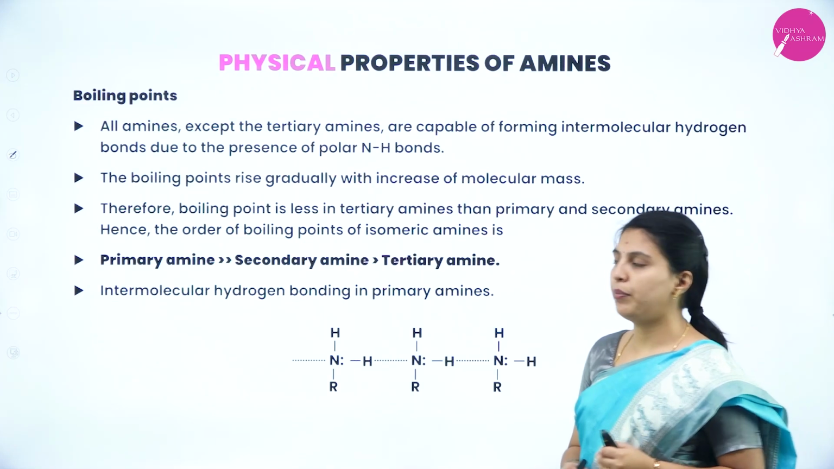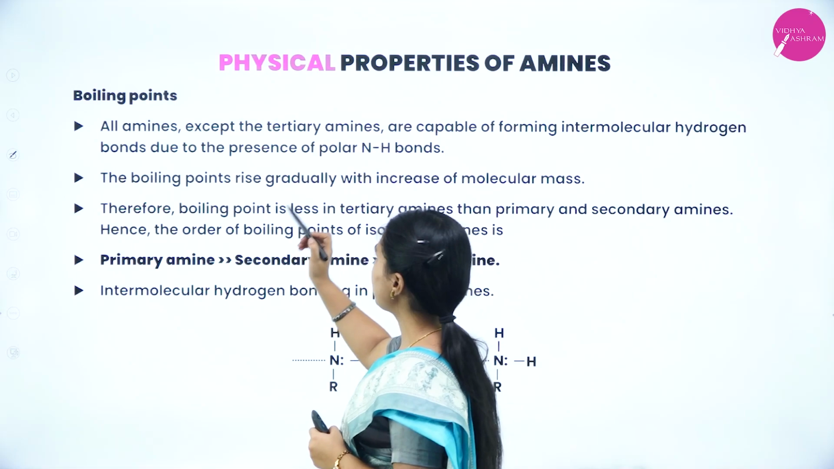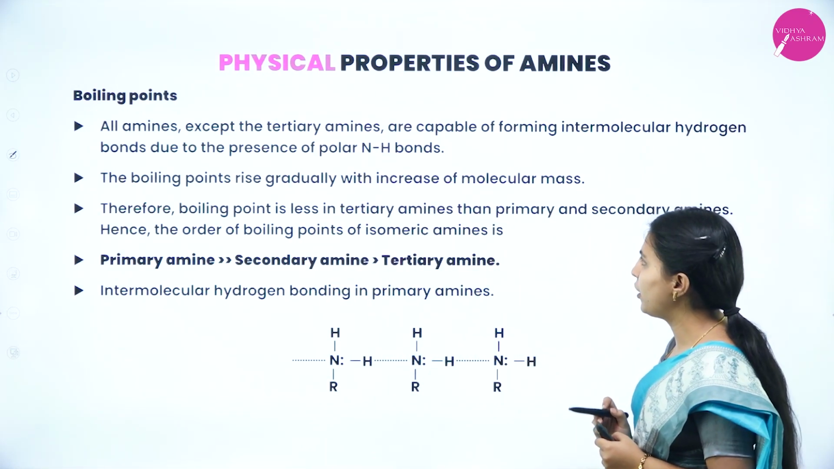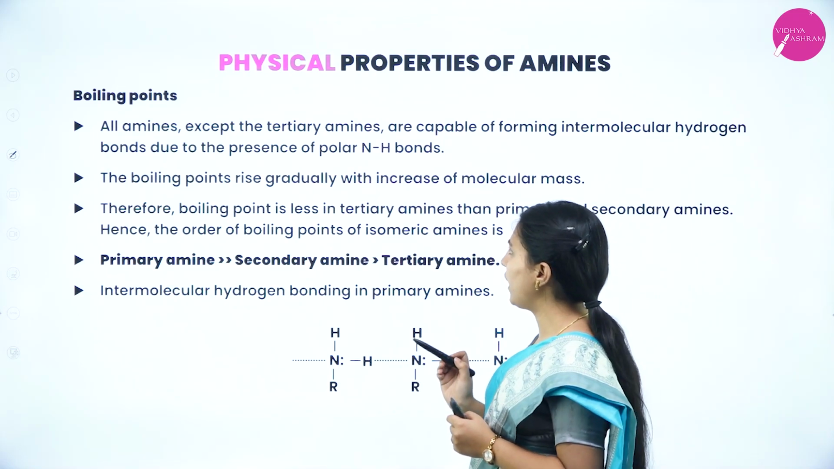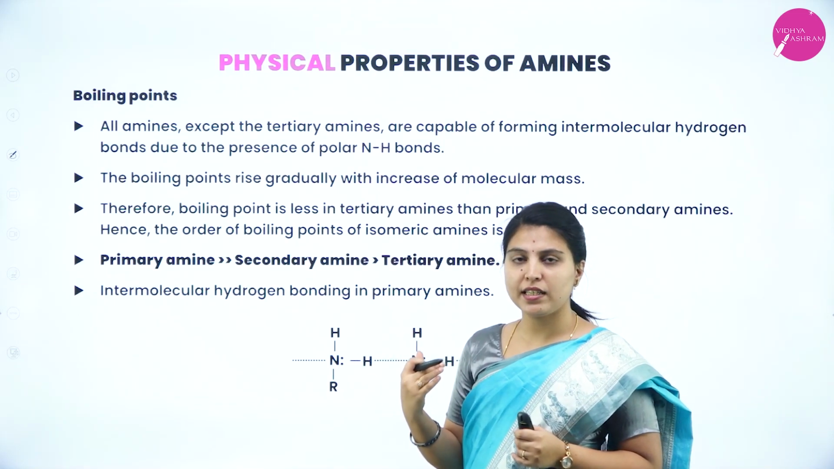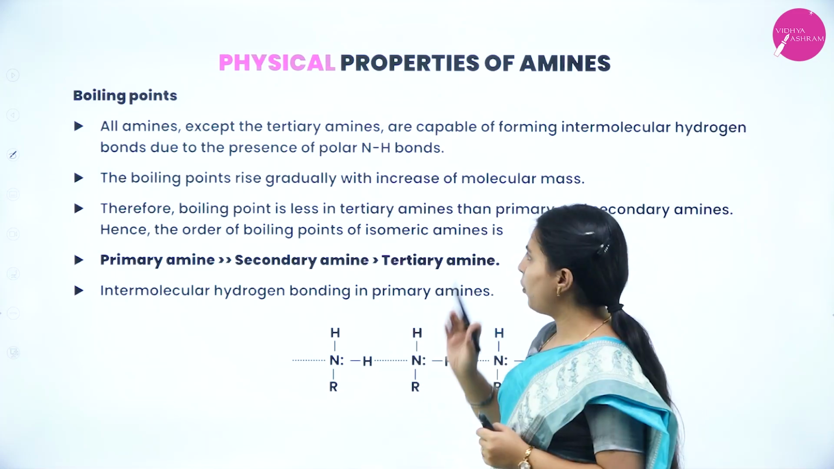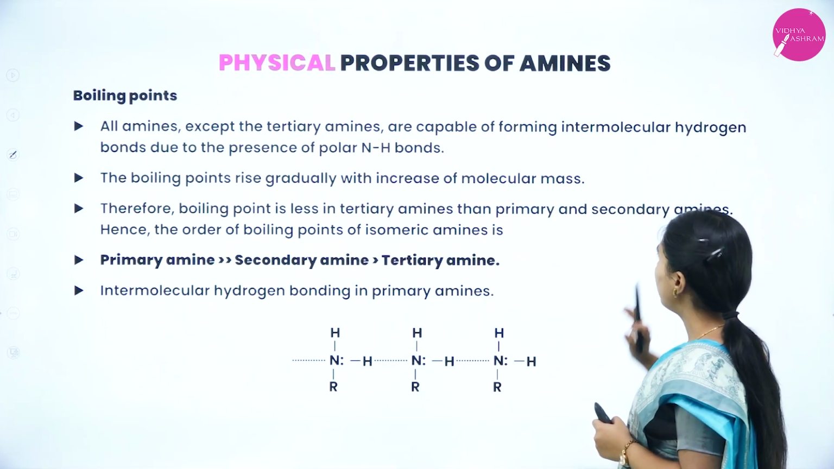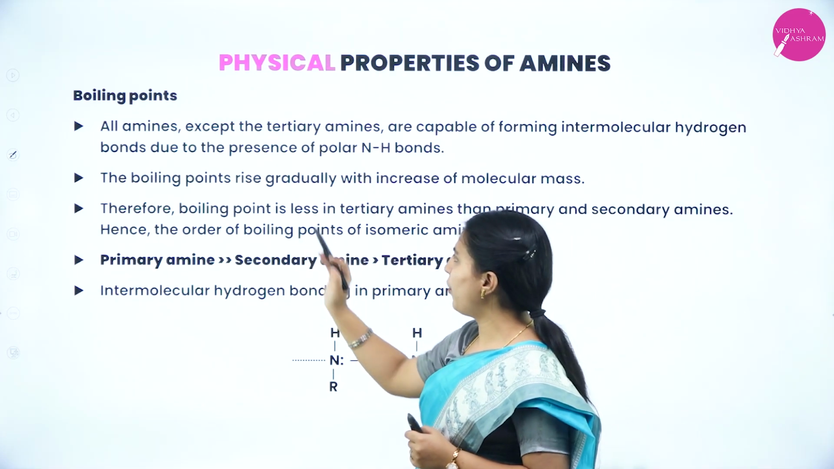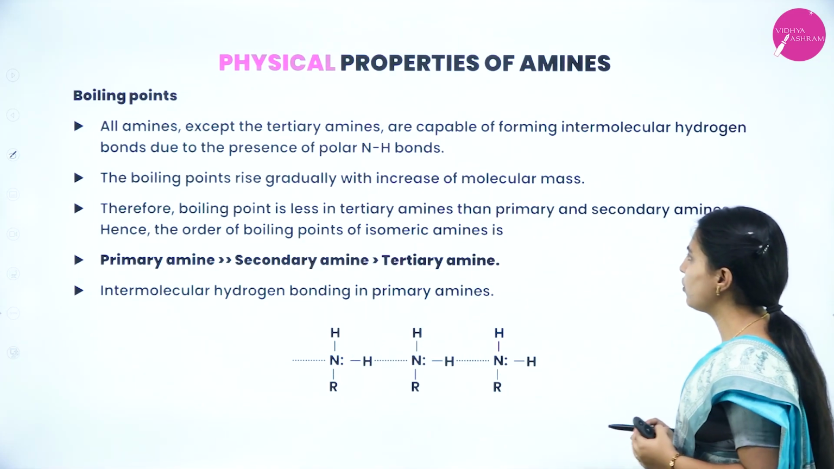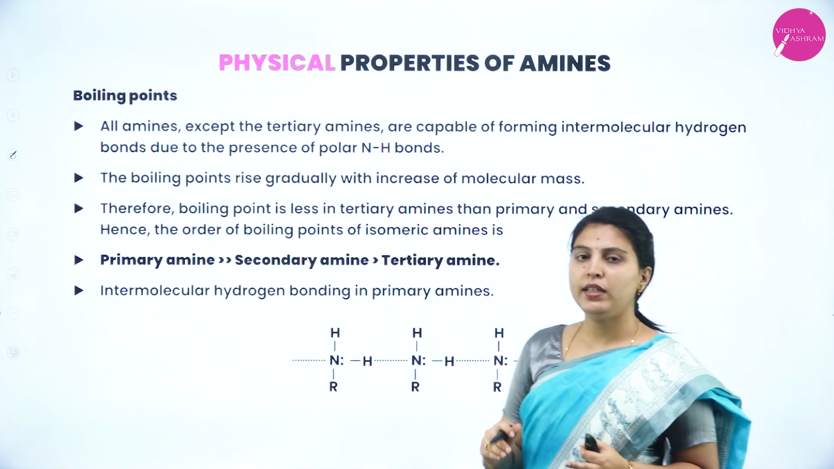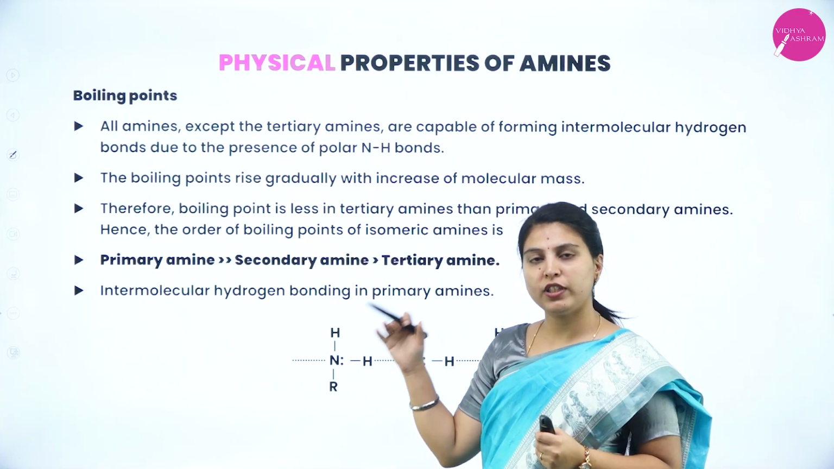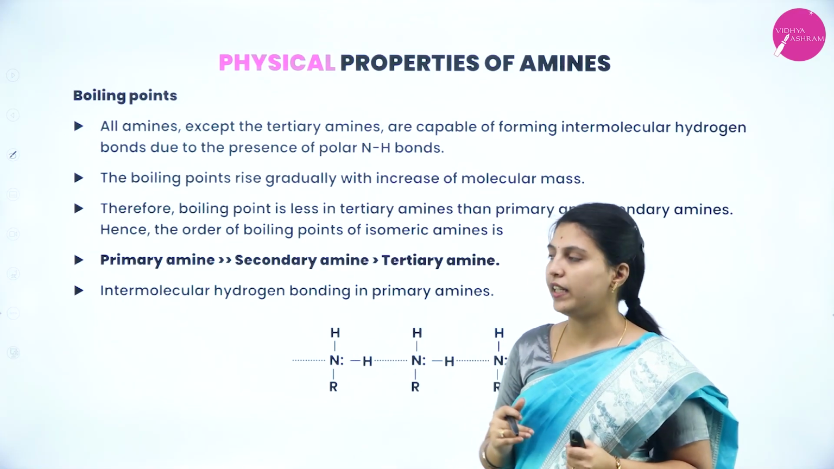Next, boiling point. All amines except the tertiary amines are capable of forming intermolecular hydrogen bonds due to the presence of the polar N-H bond. All amines except tertiary amines will form polar nitrogen-hydrogen bonds, so they will form hydrogen bonding. That's why the boiling points rise gradually with increase of molecular mass. When the molecular mass gradually increases, we know that the boiling point of that compound will also gradually increase.